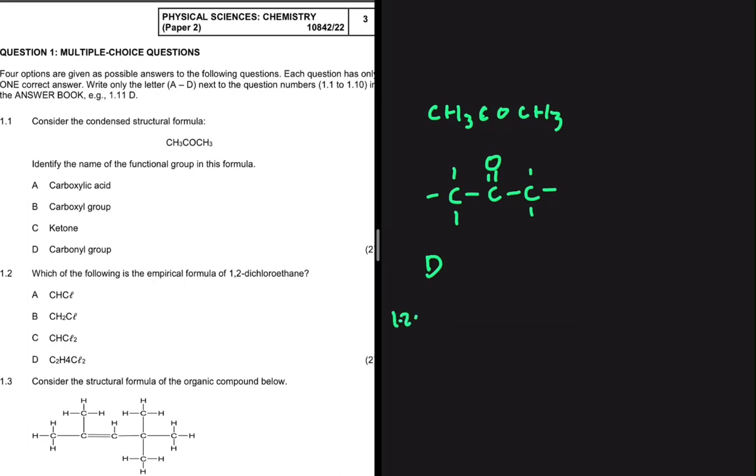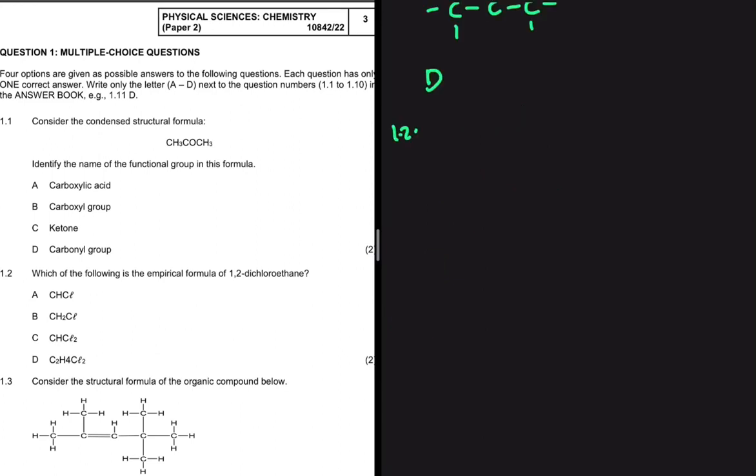1.2. Which of the following is the empirical formula of 1,2-dichloroethane? In order to find the empirical formula, we need the molecular formula. So we have 1,2-dichloroethane. The structure will be something like this. So there we have our dichloro, and we have hydrogens elsewhere. This is 1,2-dichloroethane. We have 2 carbons, we have 4 hydrogens, and we have 2 chlorines.